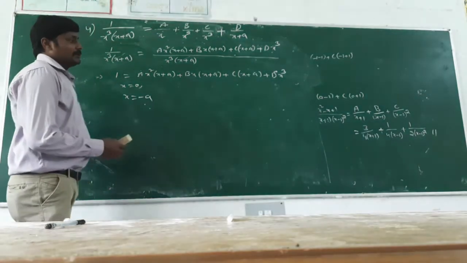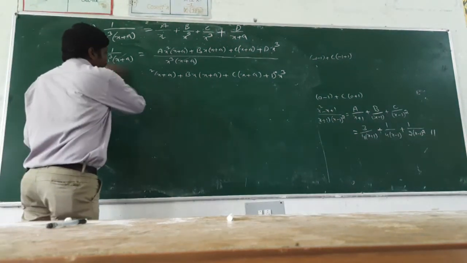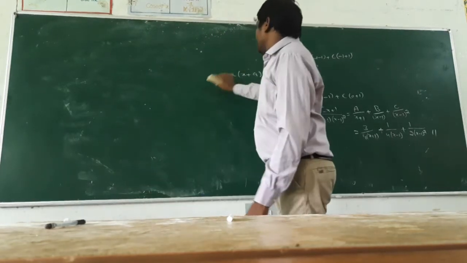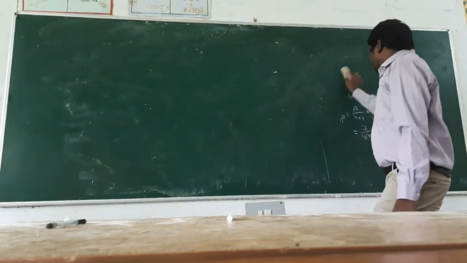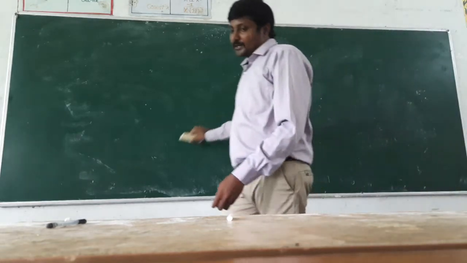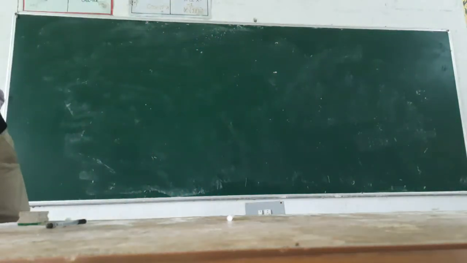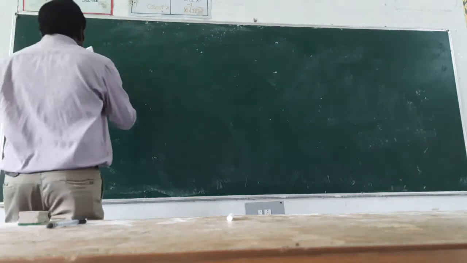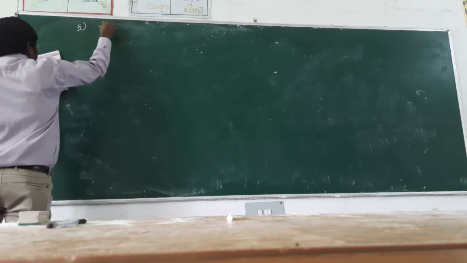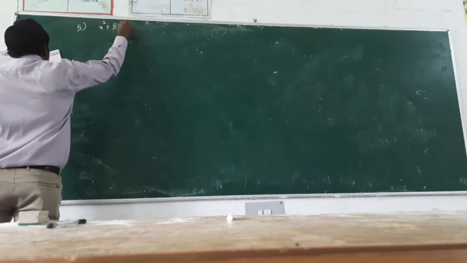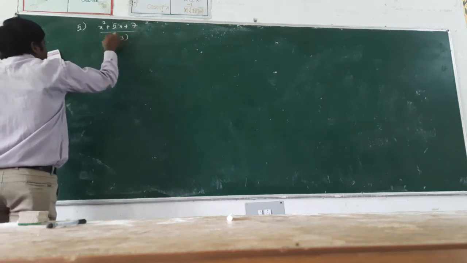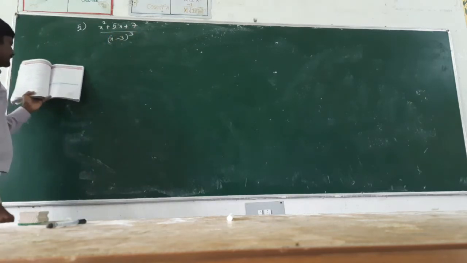The rest of the problem you can do on your own. In this repeated linear factor type, we have some other special problems. Now we see the problems. Next, the fifth problem: x square plus 5x plus 7 by (x minus 3) whole cube.